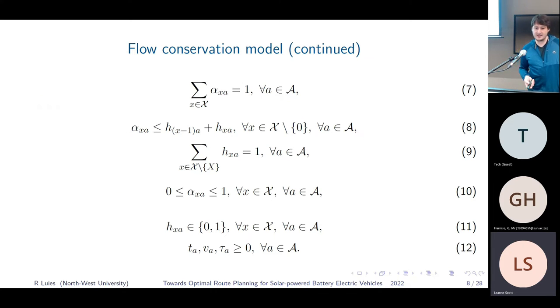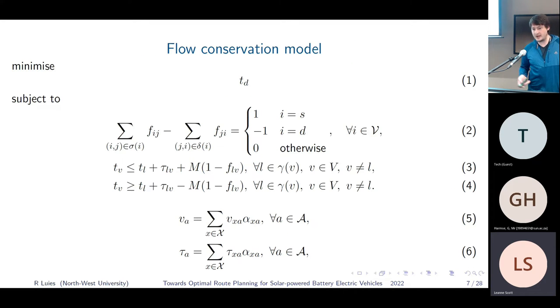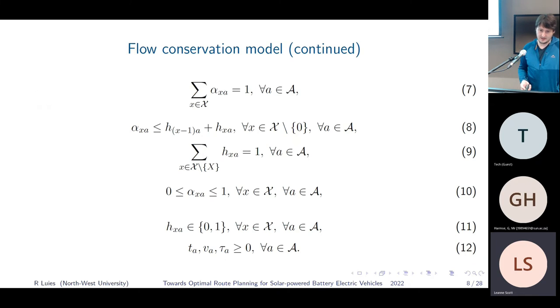And this is just the linearization part for the velocity. So it's basic convexity constraints. Velocity, taking the tau is the duration, VA is the velocity on an arc, and you just linearize it. So this is the first part of the model. So this is the flow conservation part.